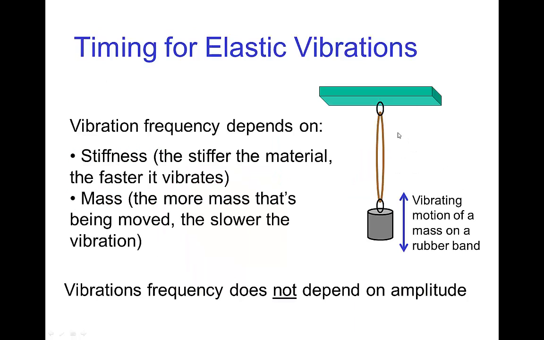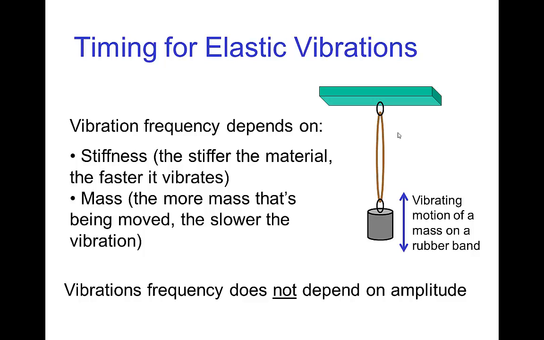If we think of an elastic rubber band, things like steel are also elastic, but they're so stiff that the distance moved is rather small, and so it's hard to see. But for a rubber band, it's easy to visualize. The frequency of vibrations in a situation like this depends on two things: the stiffness of the material. So the stiffer the rubber band, the faster it's going to vibrate.